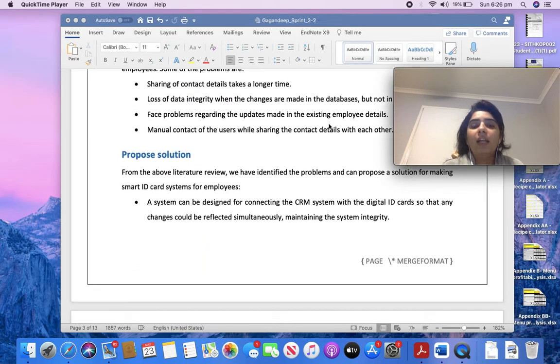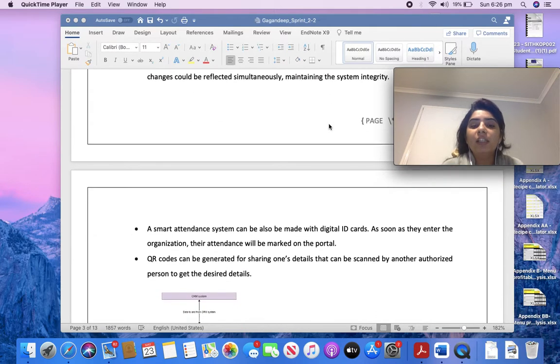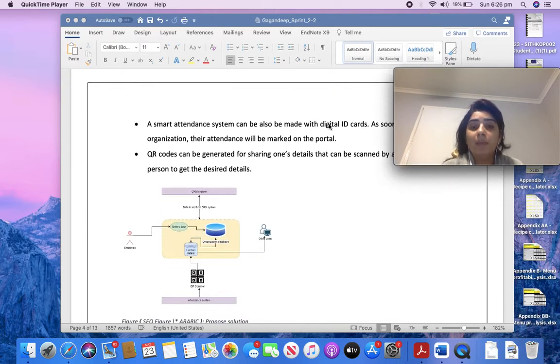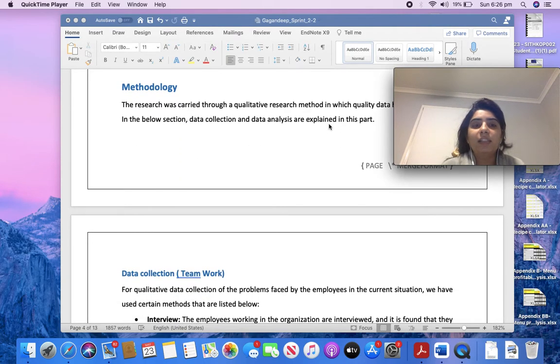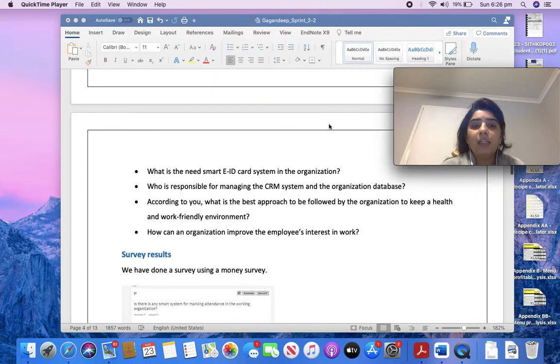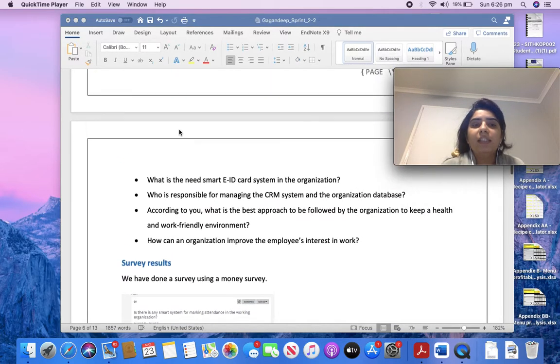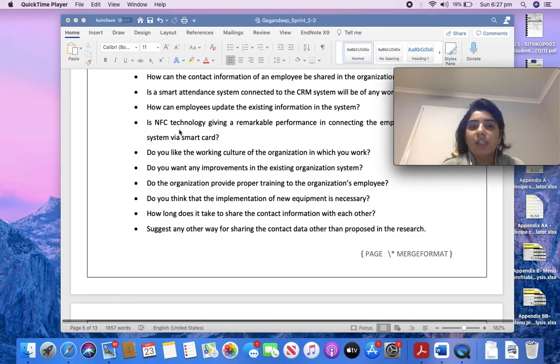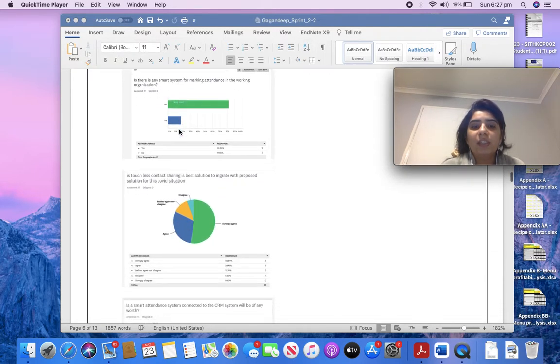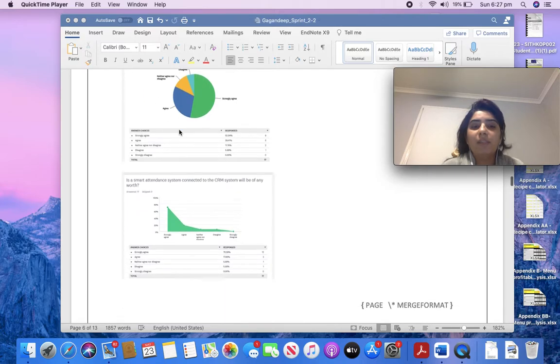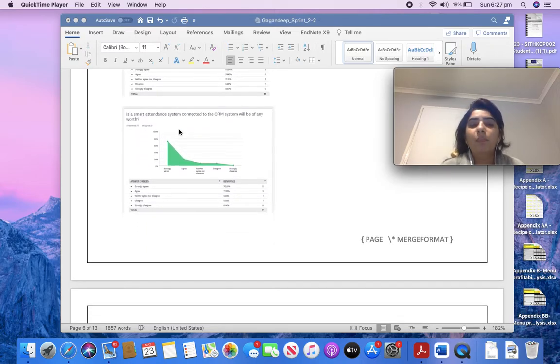contribution. And the new thing which we have added in this sprint 2 is a survey, and we have done the survey in SurveyMonkey online. These are the different questions which we as a group have taken, and this is the survey results, and we represent them by visualization. This is our group work.